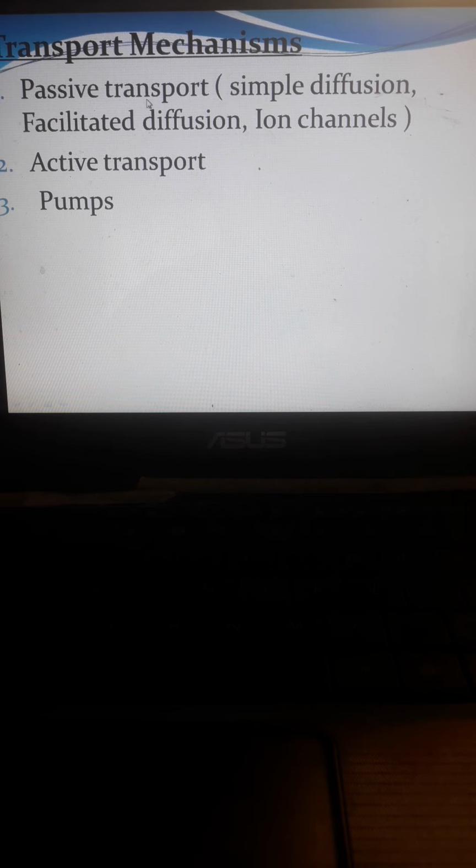Next, your transport mechanism. So for transport mechanisms, we have passive transport, simple diffusion, facilitated diffusion, ion channels, active transport, and different pumps. Okay? For simple diffusion, it is the movement of molecules from higher to lower concentration across the cell membrane. So this is a transport mechanism that follows the law of mass action. It does not require energy.